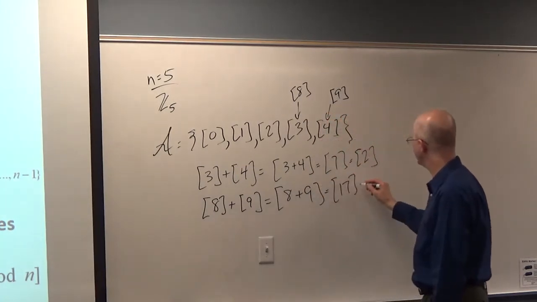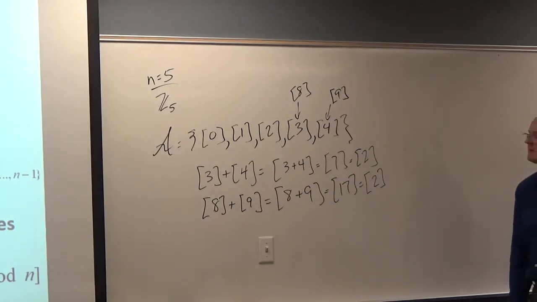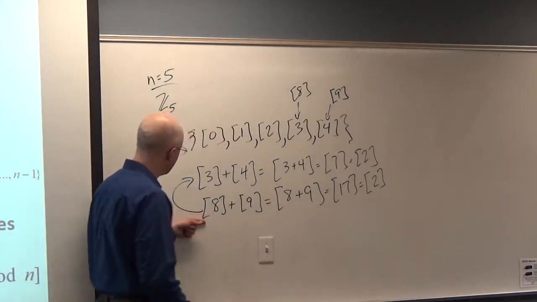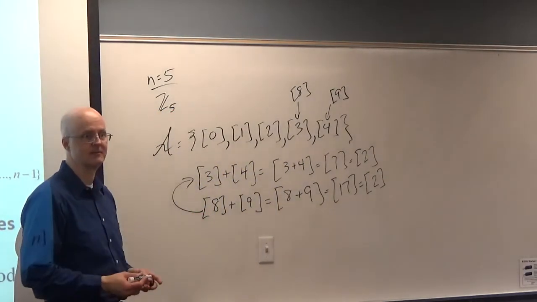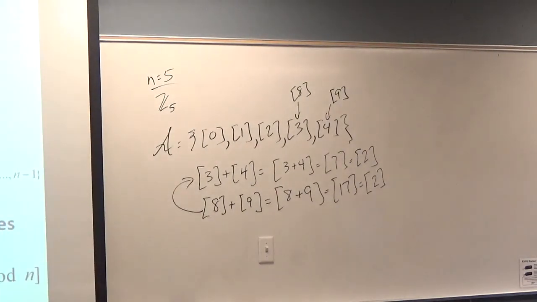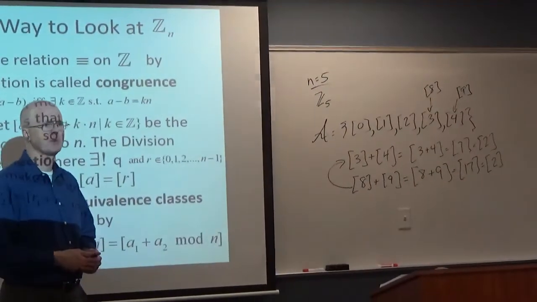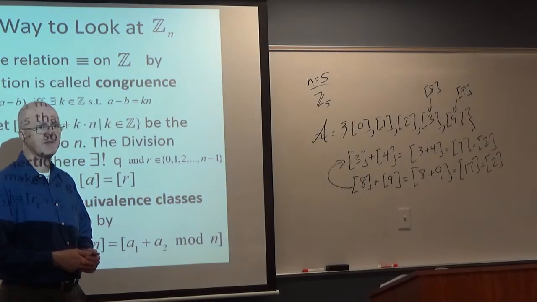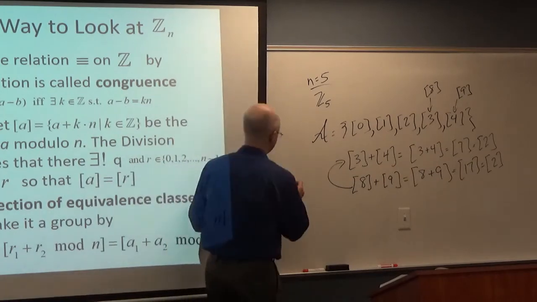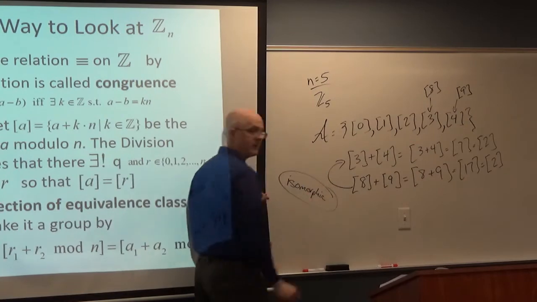Again, we're doing mod 5 arithmetic now, so 17 divided by 5 has a remainder of 2. I could write it like that. Or I could reduce these mod 5 right away. I could do it this way. I could go from here up to there and get the same answer. It's a different way of looking at the same group. Z5 and this group really are in some sense the same group, even though we're thinking about them differently. They are what's called isomorphic. And that's a really important concept in group theory.